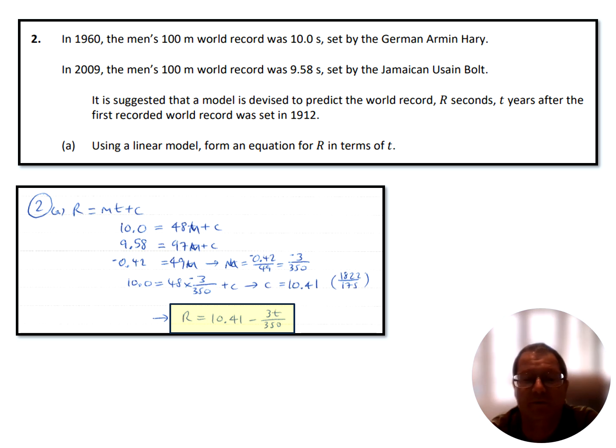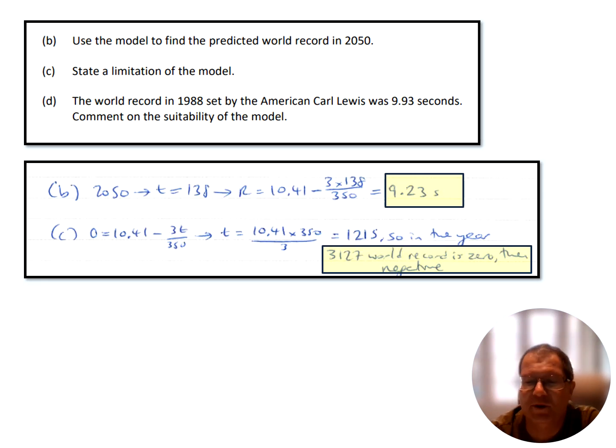As you see through, we end up with a value of m which is about -3 over 250, and a value of c which is about 10.41. So not quite as nice numbers as the giraffe example. So our model is that r equals 10.41 minus 3t over 250. Based upon the fact that I'm starting the time from 1912, if we want the world record in 2050, then we need to do 2050 take away 1912 and get 128 for t. Substitute that in there and we get 9.23 seconds.